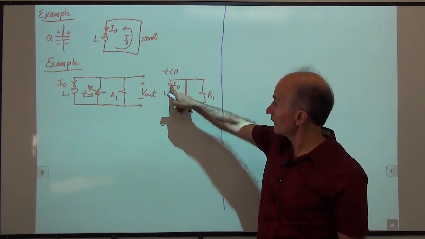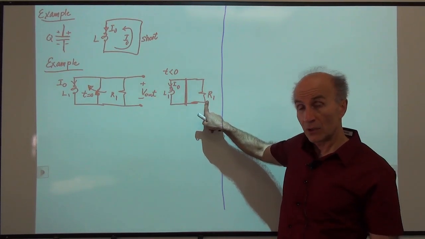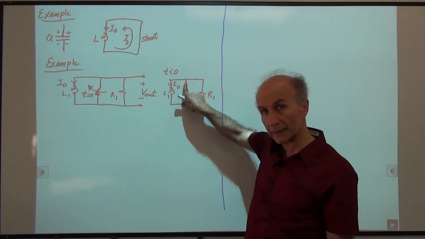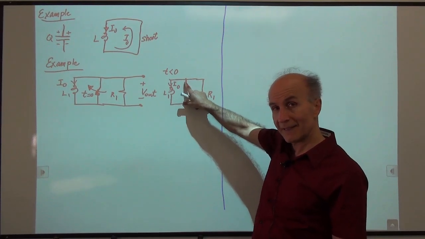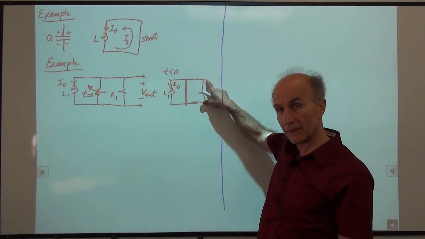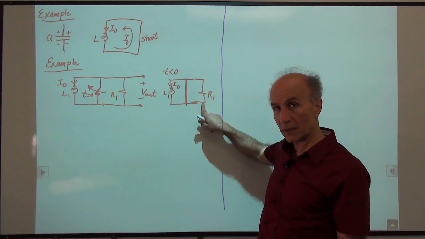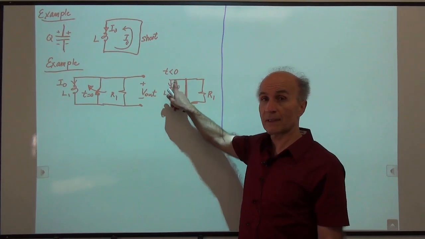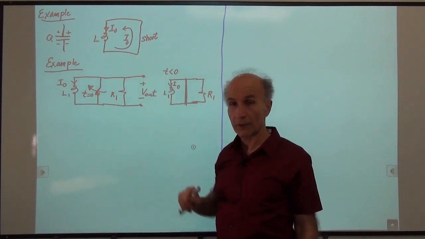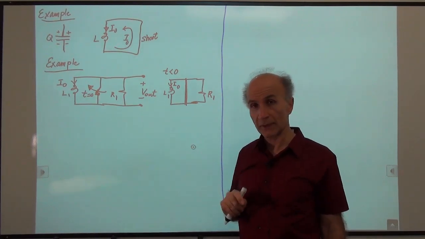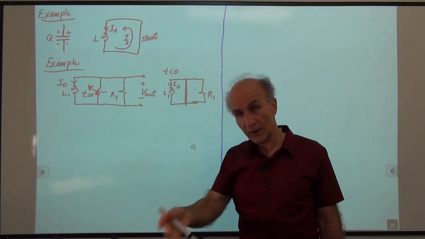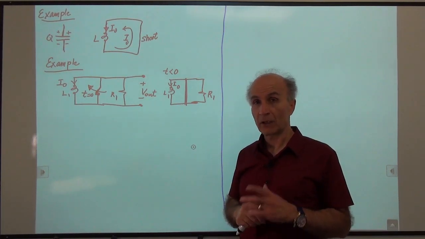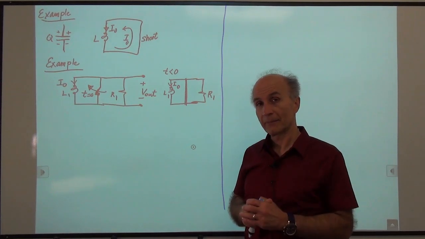Does any of this current go through R1? No, because if R1 is shunted by a short circuit, that short circuit guarantees a 0 volt difference between these two terminals, so the resistor has no current in it. So the entire I0 must flow through this little loop here, just like before. That's what happens in this circuit. Now what happens when the switch turns off? Well, a lot of interesting things happen. And I'll keep you in suspense until next time. I will see you.